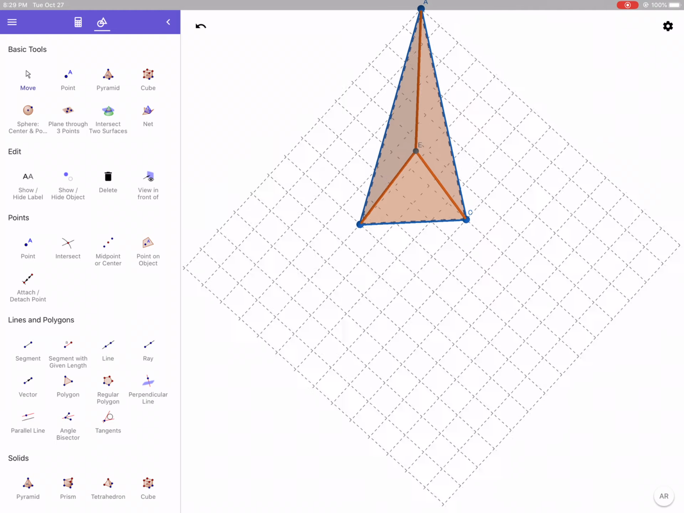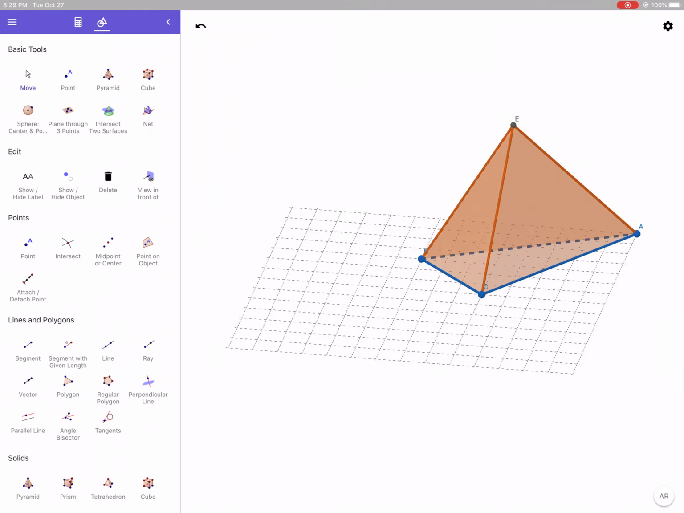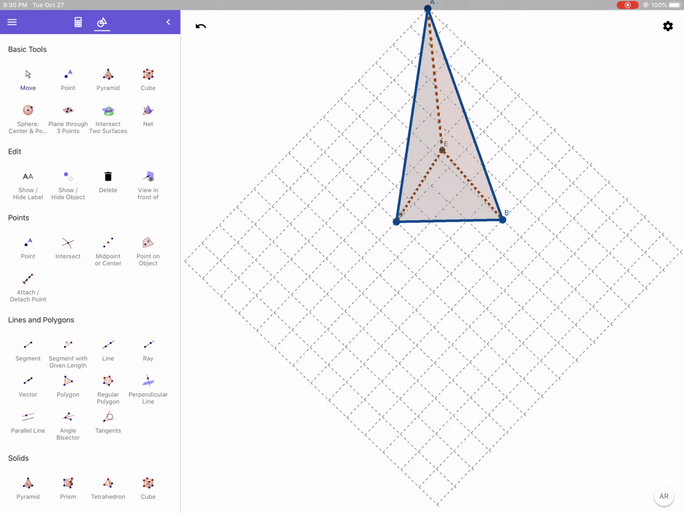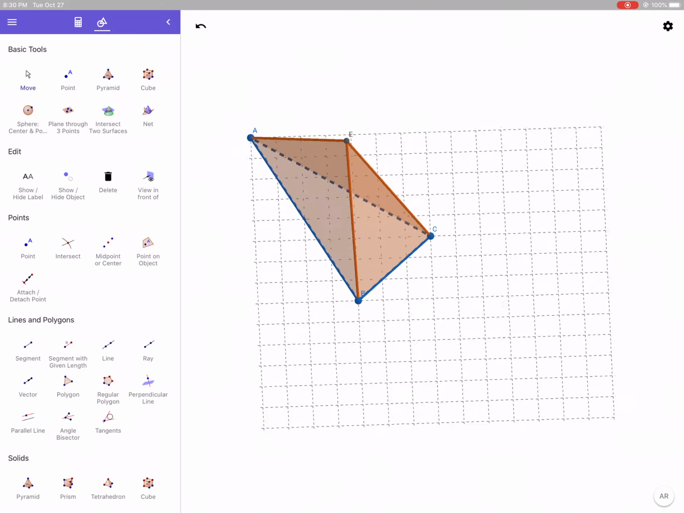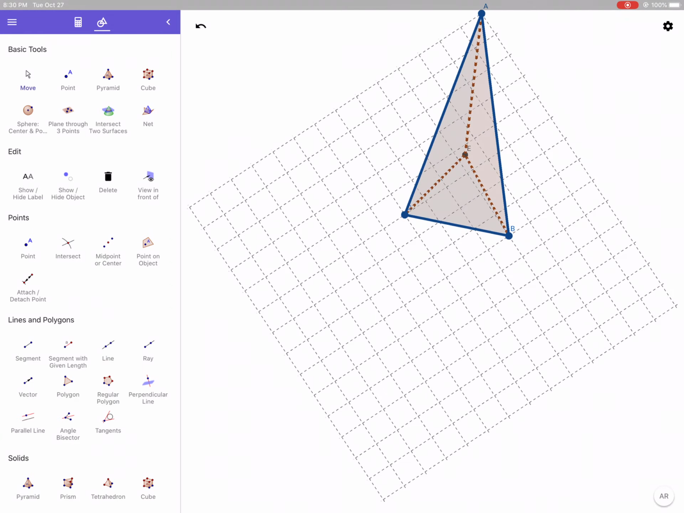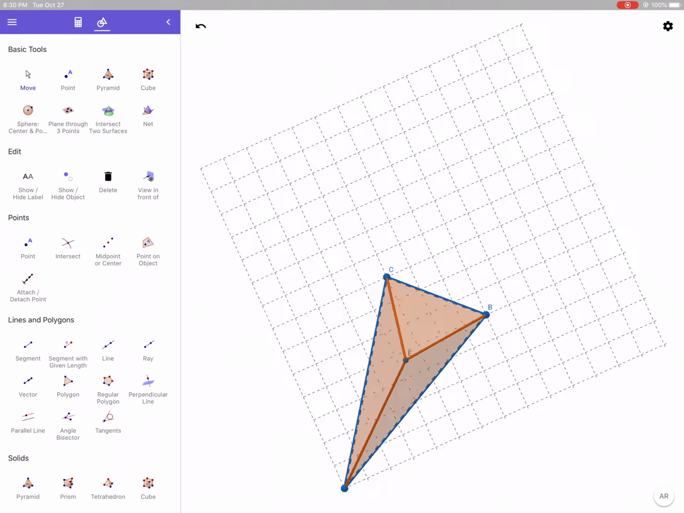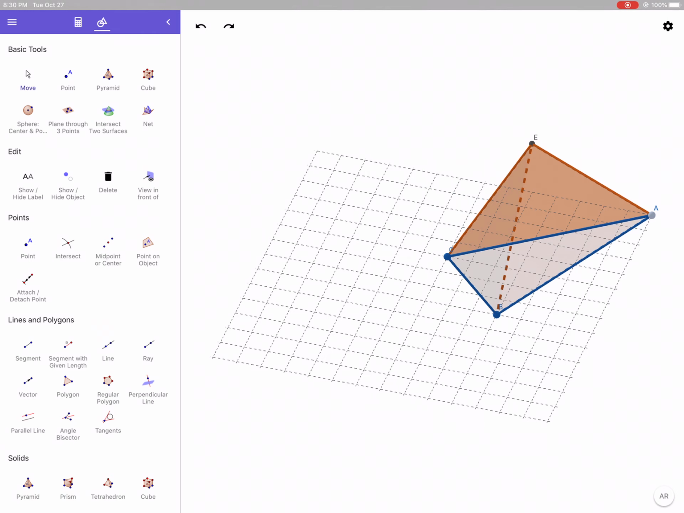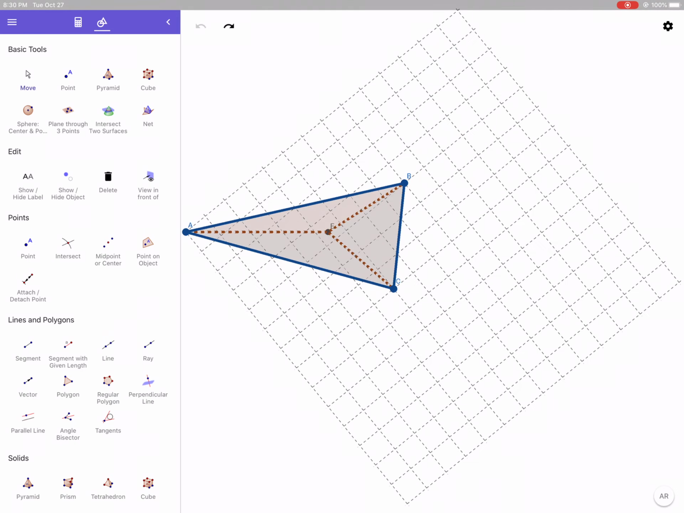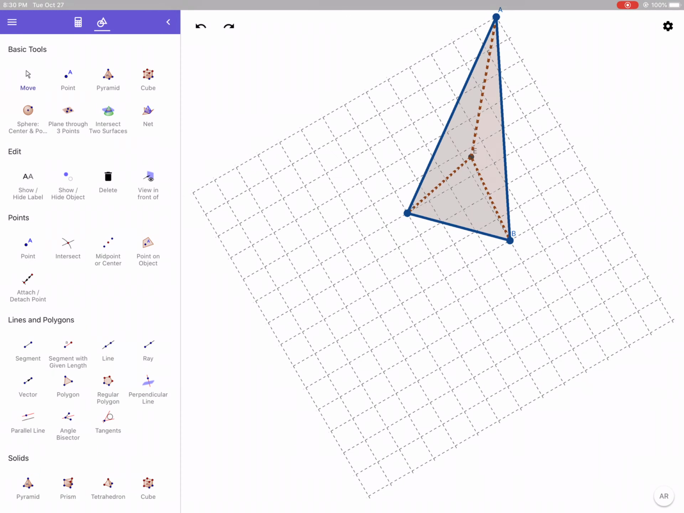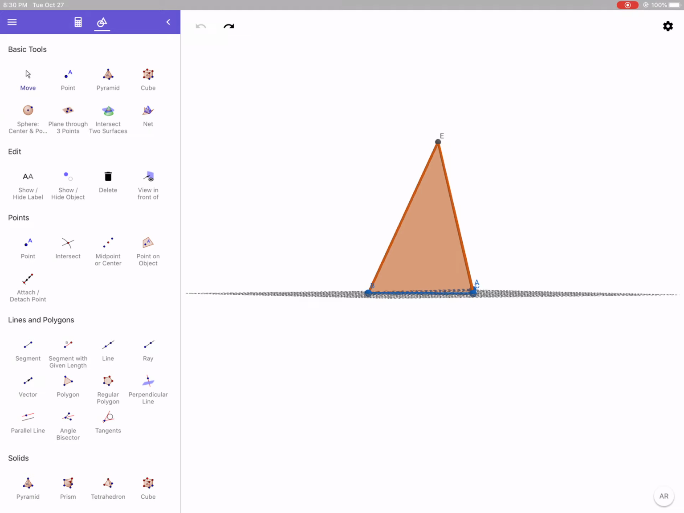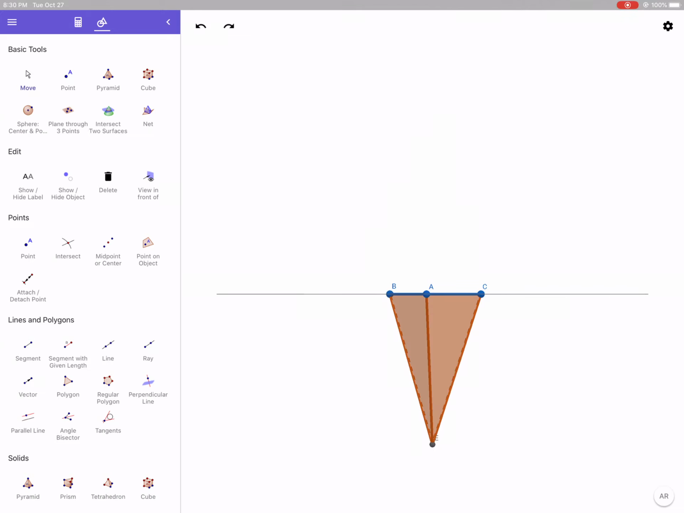triangular pyramid. I don't know what I've done now. I got it going totally the wrong way. Oh, geez, now I can't get it back the way I want it. Well, let me go back a bunch of times. That's a good thing: if you don't like what you've done, just hit back until you can get back to where you want it to be. There we go. So that's what I want.